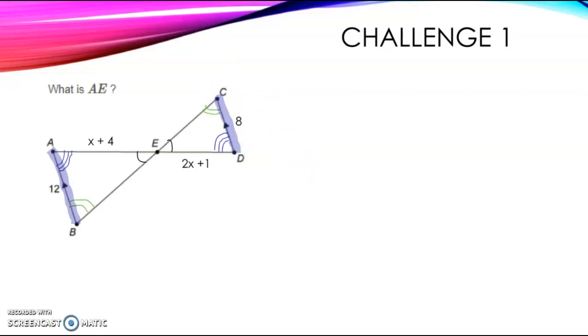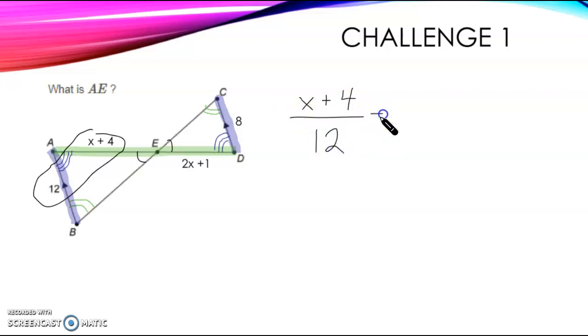And so I'm going to go ahead and also label the other ones that are proportional to each other. So we have the x plus 4 is going to be proportional to the opposite one, which is 2x plus 1. So let's just set up our first fraction to be x plus 4 over 12. Honestly, whatever you decide your first fraction to be, you just want to make sure the second one matches up with it with the corresponding sides appropriately.